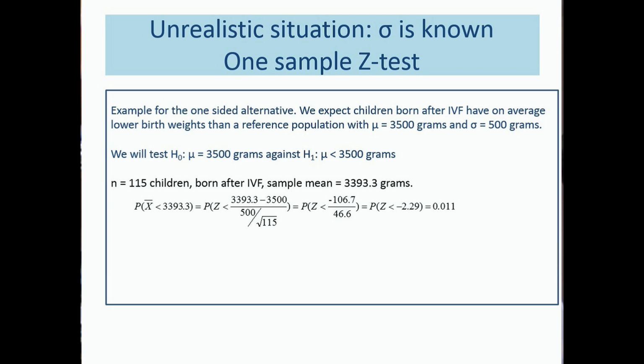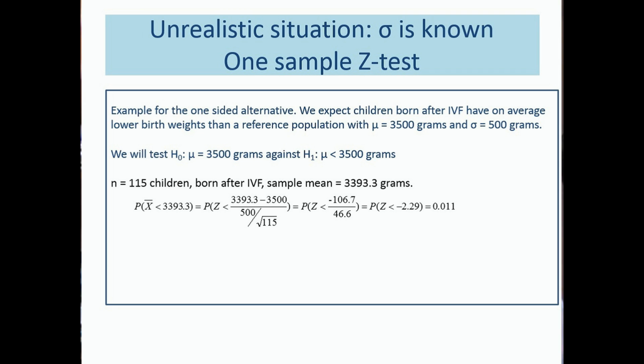To perform a test, we have to standardize it. We standardize the sample mean by subtracting the hypothesized mean, 3,500, and dividing by the standard error. The standard error is sigma divided by the square root of n. Because sigma is known, we can transform this to a z value. So we can divide the difference, minus 106.7, by the standard error 46.6. This will lead to a z value of minus 2.29.